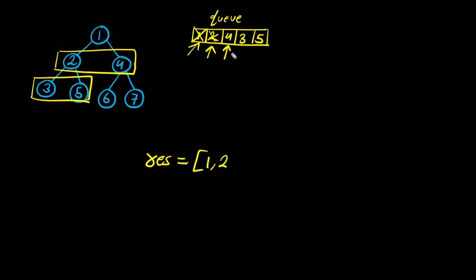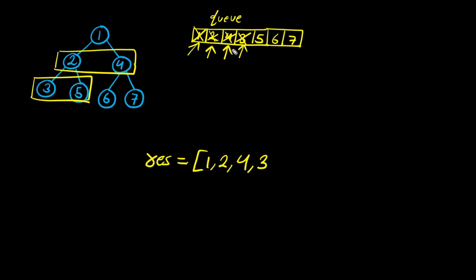So we are at 4, take it out of the queue. This becomes part of our result, and its children are appended over here. So 6 and 7 are in the queue. We go to 3 next. 3 is taken out of the queue to the result. It does not have any children, so we don't have to append anything.